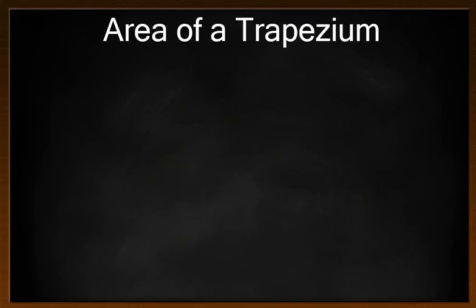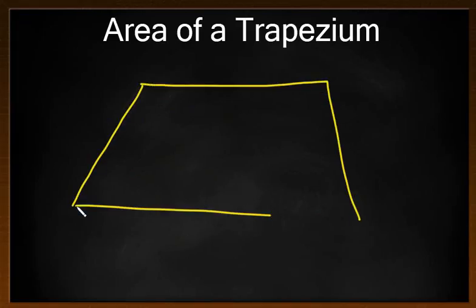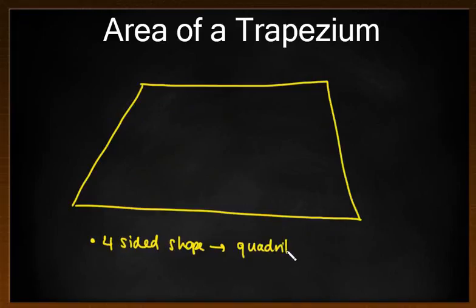Today we're looking at the area of a trapezium. So the first thing I'm going to look at is what is a trapezium, or what makes the shape a trapezium. To start off with, a trapezium is a four-sided shape. That's really important, okay, a four-sided shape. In other words, we can call this a quadrilateral, okay.